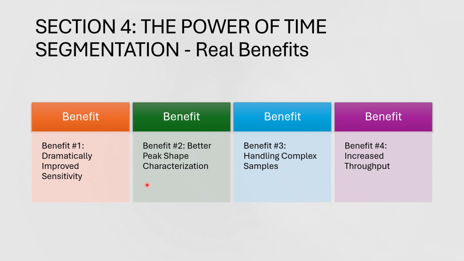Second is better peak shape characterization. Now, as I noted here, longer dwell time will naturally increase the cycle time, potentially reducing the number of cycles that can be performed per unit time. But with segmentation, we are not monitoring everything all the time. So we can maintain longer dwell time for better sensitivity and shorter cycle time for more data points.